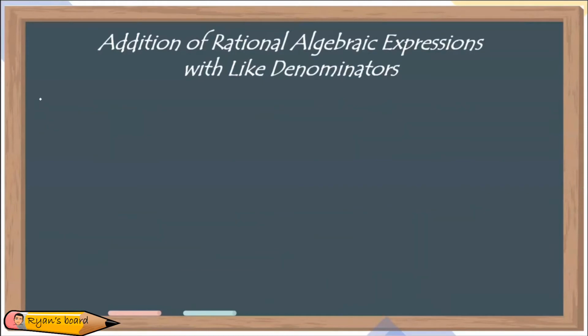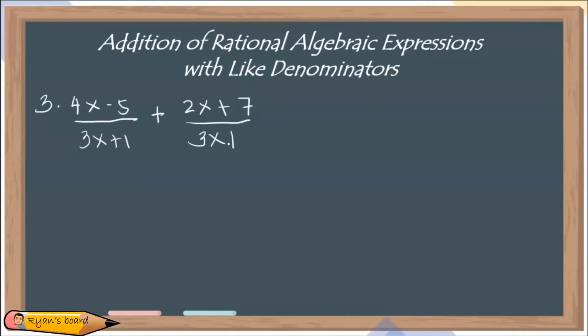Let's say, number 3, 4x minus 5 over 3x plus 1 plus 2x plus 7 over 3x plus 1. So again, we copy the like denominators, which is 3x plus 1. Then we add the numerators. So, kopyahin muna natin, para hindi tayo malito. Now, combine like terms.